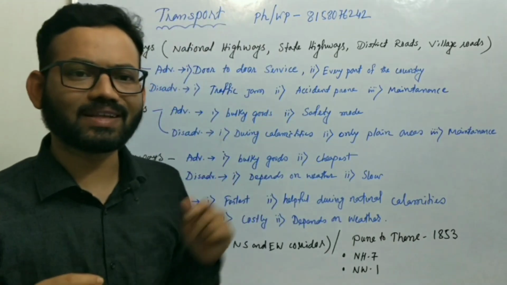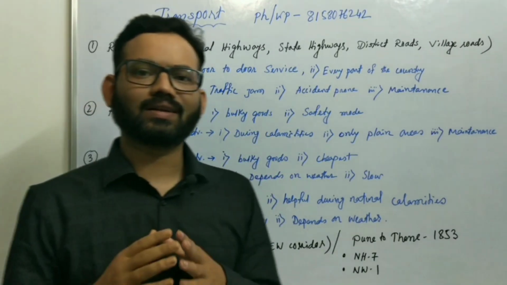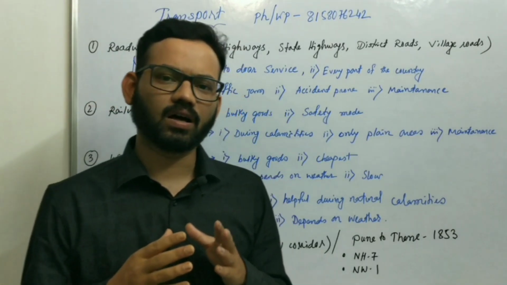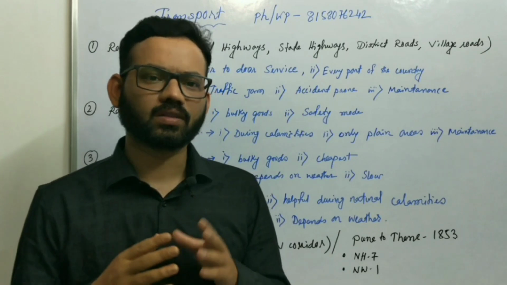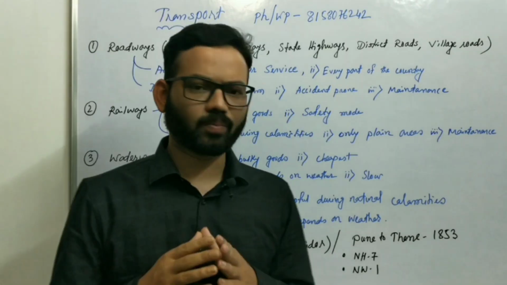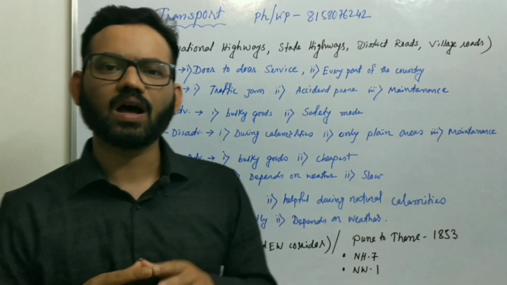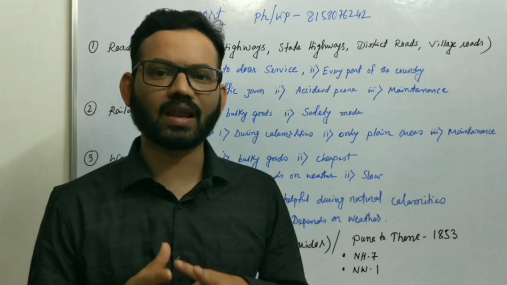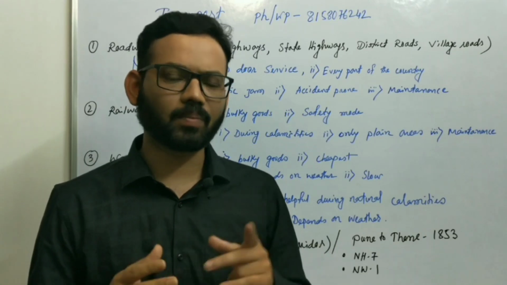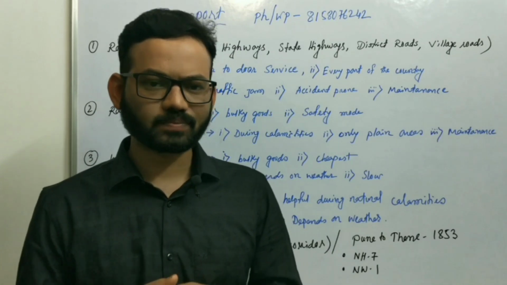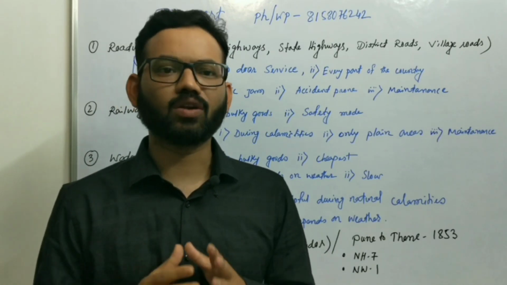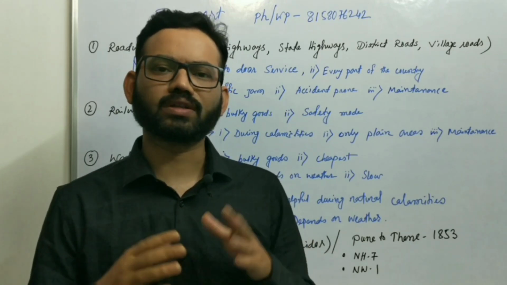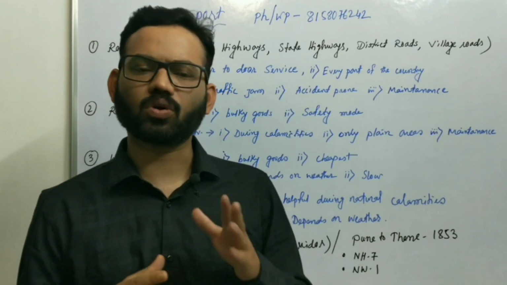Then let's discuss the disadvantages of railways. Number one, during calamities, natural disasters or natural hazards, the railways face problems. Number two is the cost of maintenance. Much money or capital is needed to maintain the railway tracks, rail lines and other necessary things. Number three, railways cannot be made in all parts of the country. They can be made only in plain areas, not in hilly or plateau regions.